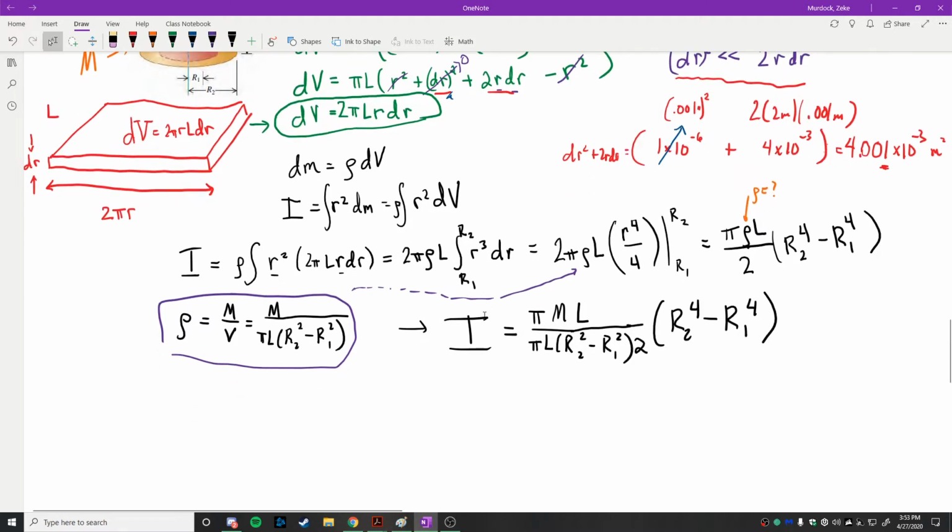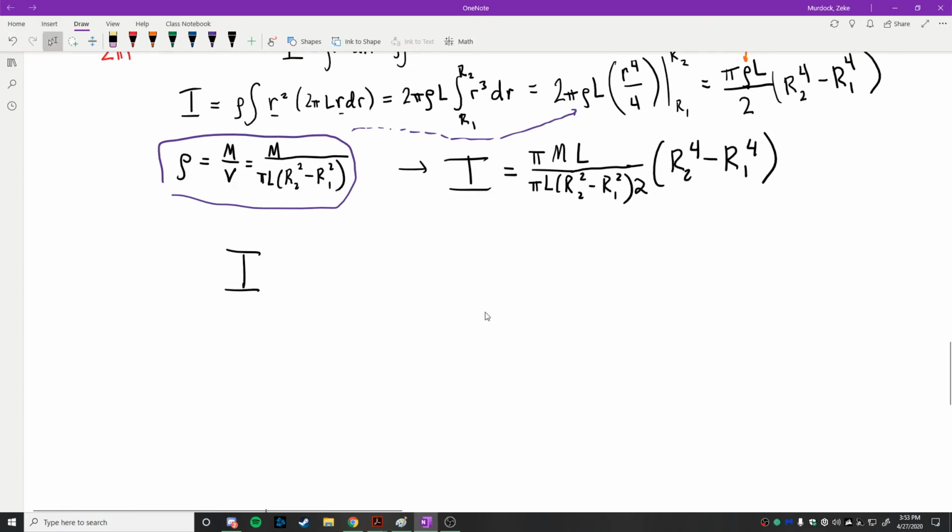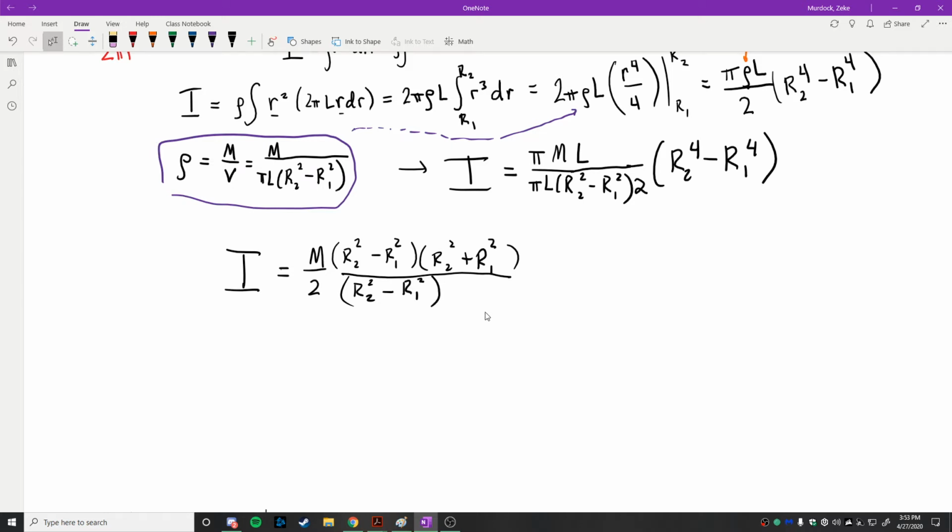Now what I'm going to say is this is going to reduce, so the pi L's cancel, right? I'm going to write this in a slightly different way. We're going to have m over 2, and I'm going to split this into a difference of squares. And this is divided by the volume, and then, you know, cancel. We're left with basically m over 2 times r2 squared plus r1 squared. That would be the moment of inertia of our donut.